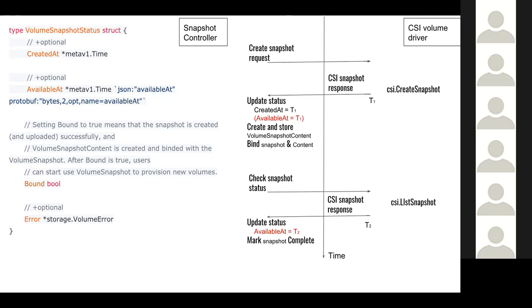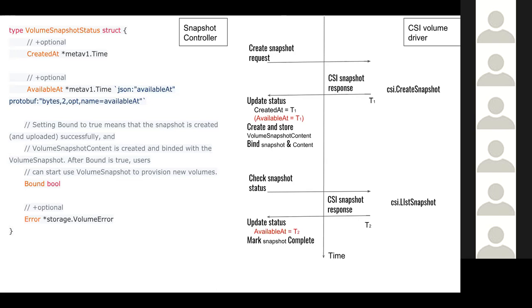The first, because the snapshot is cut, right? So I need to update the status to set created at as the snapshot creation timestamp. In the case of some volume plugins, there's no uploading phase. So probably it also returns the actual ready status from the CSI response. And that means you also need to set available at equal to timestamp T1, which means created at and available at are actually the same time.